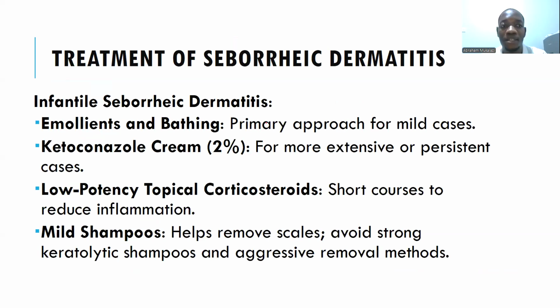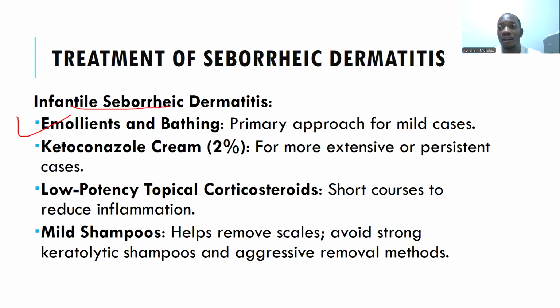So in terms of treatment, if it is infantile seborrheic dermatitis, we can use things like emollients, especially when the child is bathing. And this is like the primary approach. You use things like olive oil that tries to remove the excess scale and then tries to moisturize the skin and minimize irritation. Then you can think about ketoconazole cream in case it is persistent. And then you can also do low potency corticosteroids, especially if there's redness and pruritus, and this is only done for a short period of time.